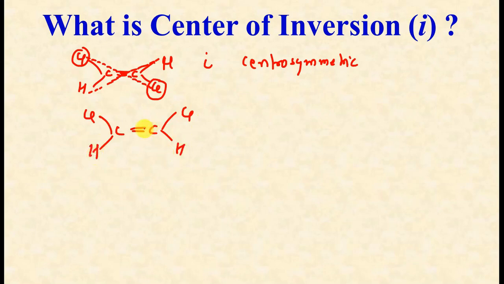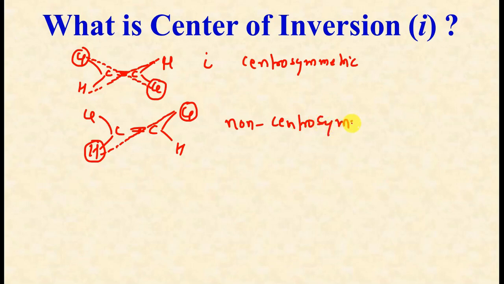Its cis counterpart on the other hand does not have center of inversion, because if we extend a line from this point, on one side we have halogen atom and on the other side we have hydrogen atom. So this is not a centrosymmetric molecule, this is a non-centrosymmetric molecule. Now it is clear to you what is center of inversion and what are centrosymmetric and non-centrosymmetric molecules.